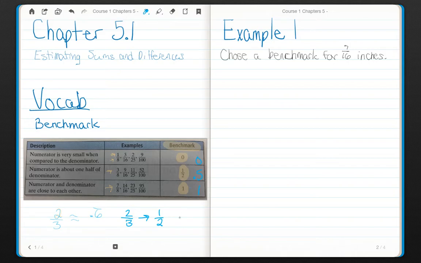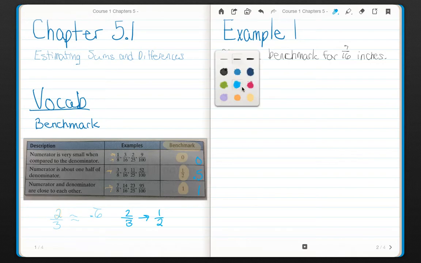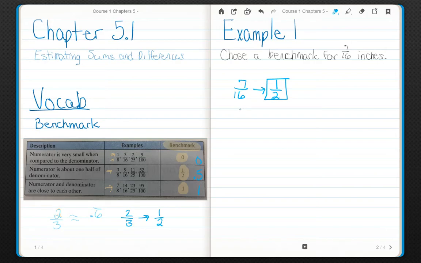Okay? So let's take a look at example 1. Choose the benchmark for 7/16 inches. Well, I know that half of 16 is 8, and 7 is close to 8, so 7/16 will round to the benchmark 1/2. Now, when you are doing your assignment, this is what I expect to see. I expect to see the original problem, the arrow showing that you are rounding, and then your answer with the box around it in this format. If I do not see the original problem, the arrow, and your rounded answer, you will not receive full credit.